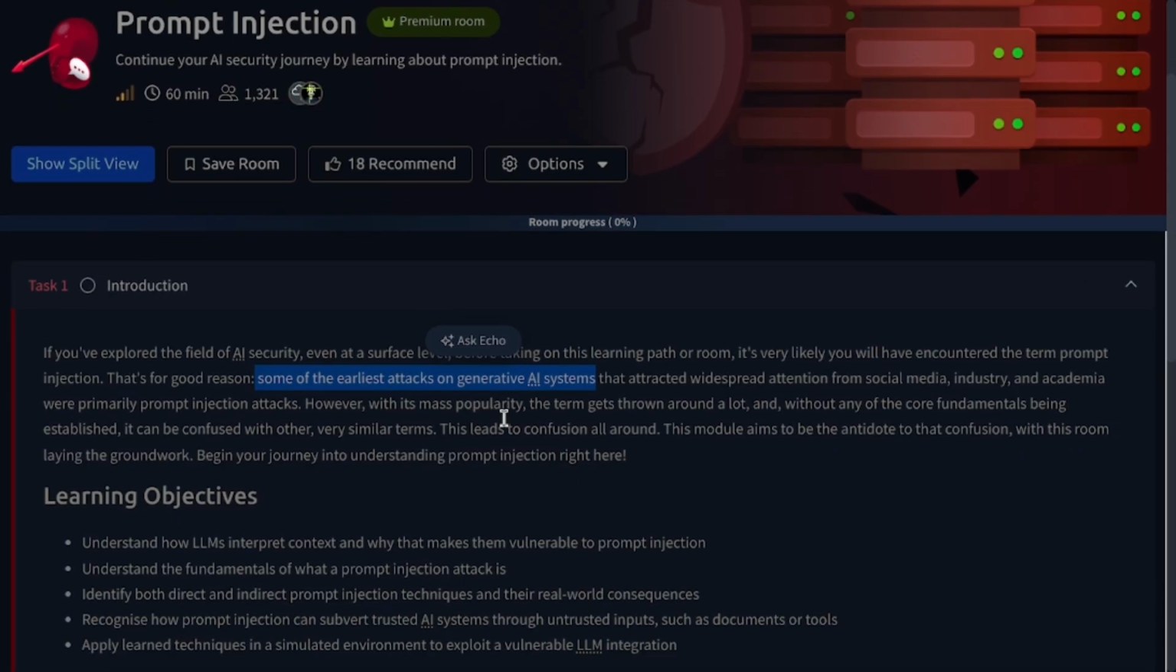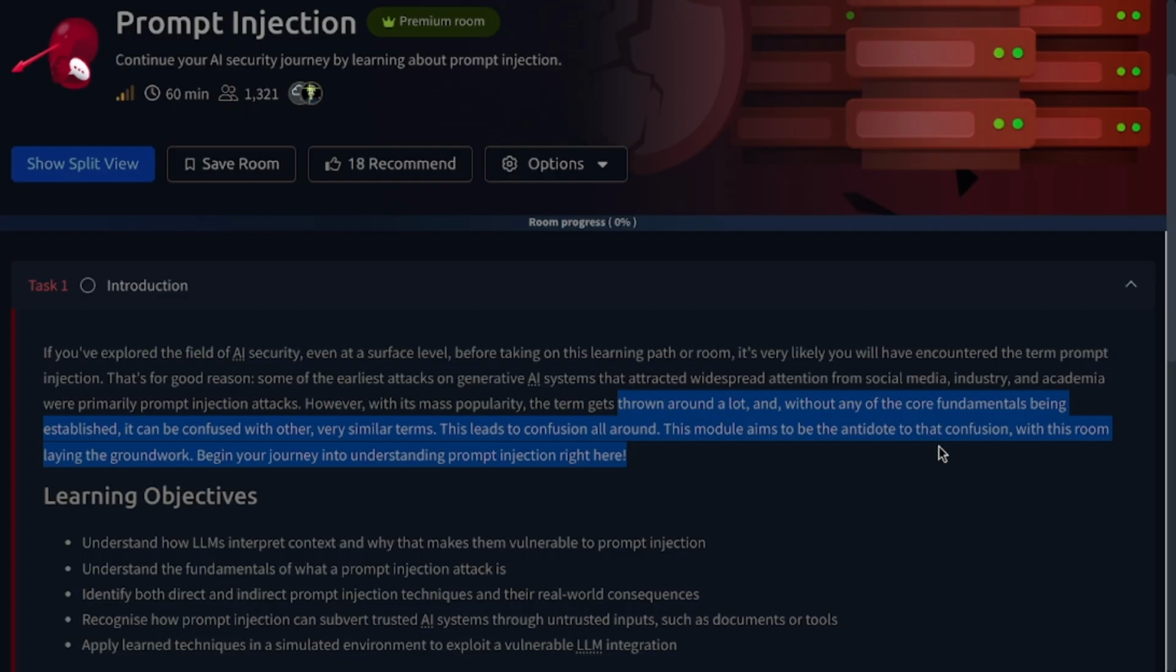Anyway, in the context of security, it means a lot more than simple bypassing of restrictions. It got a lot of attention from the social media industry and academia as well, and a lot of prompt injection attacks spread and became really popular on the internet. However, with its mass popularity, the term gets thrown around a lot, and without any of the core fundamentals being established, it can be confused with other very similar terms, which leads to confusion all around. This module aims to be an antidote to that confusion.